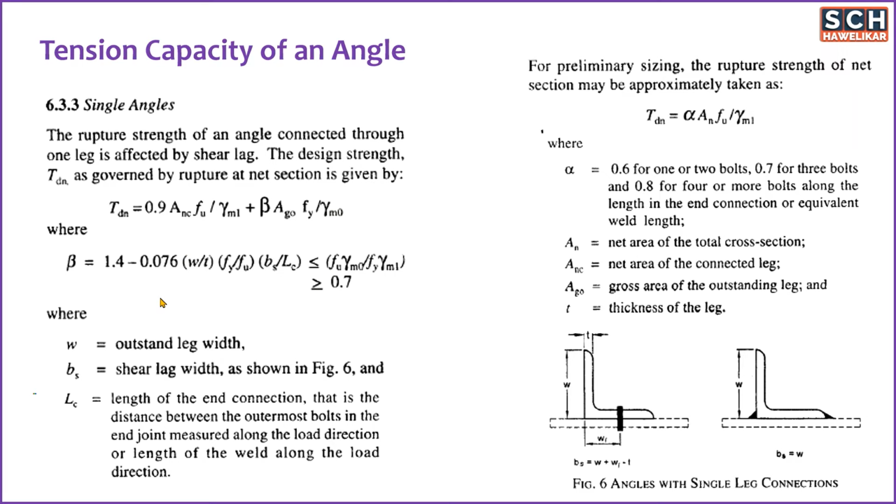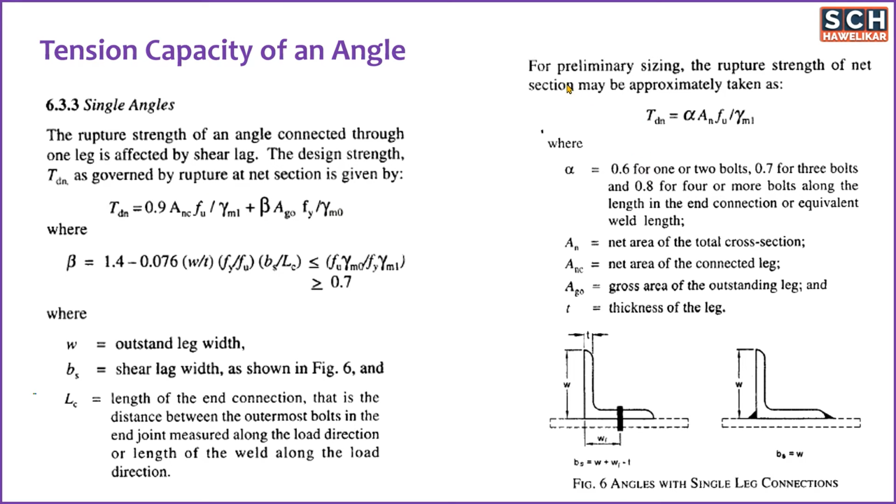Here we have some basic terminology like W is equal to the outstanding leg, Bs is equal to the shear lag length, and so on. Again we have a different formula, which we'll see in the next slide. Here we have one additional formula that gives the tensile design strength of the section due to rupture, that is, the net area.